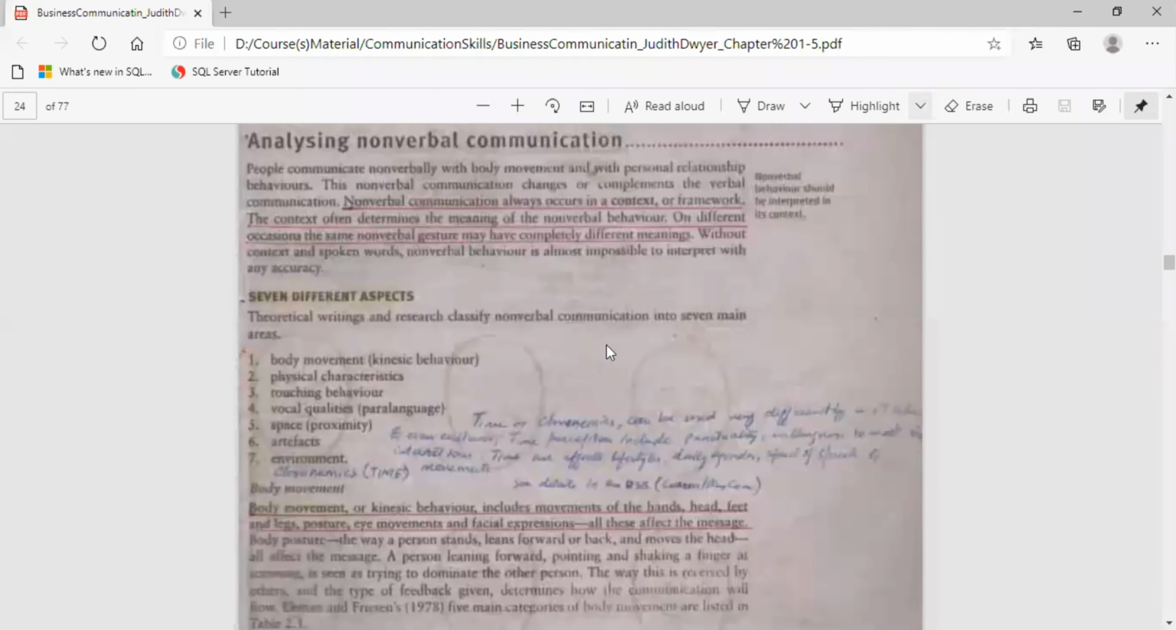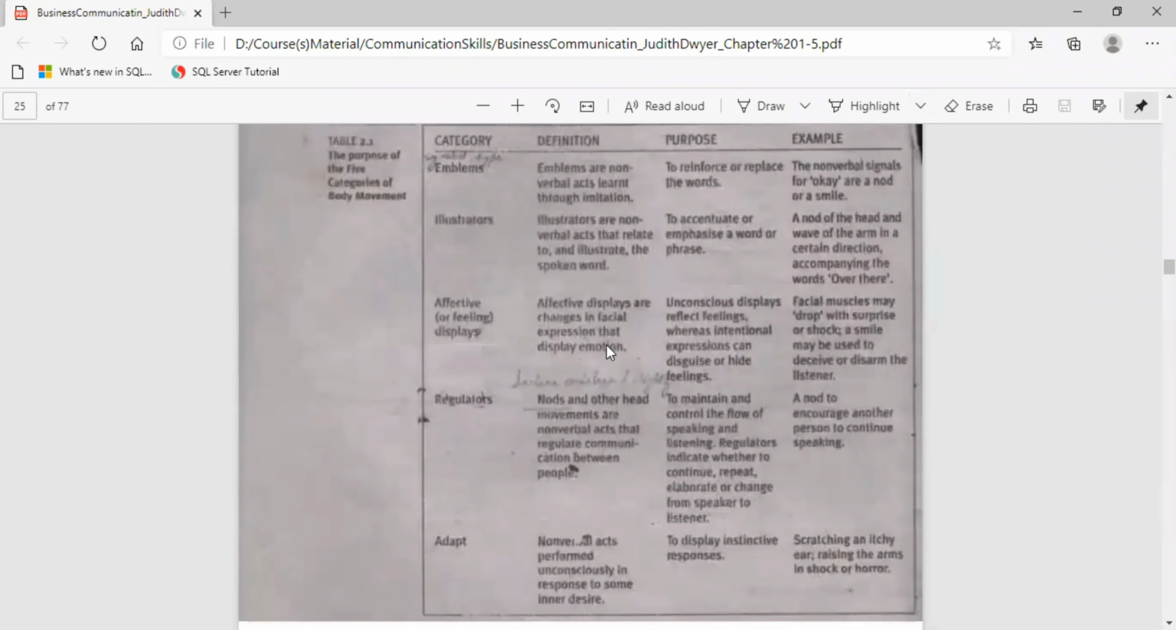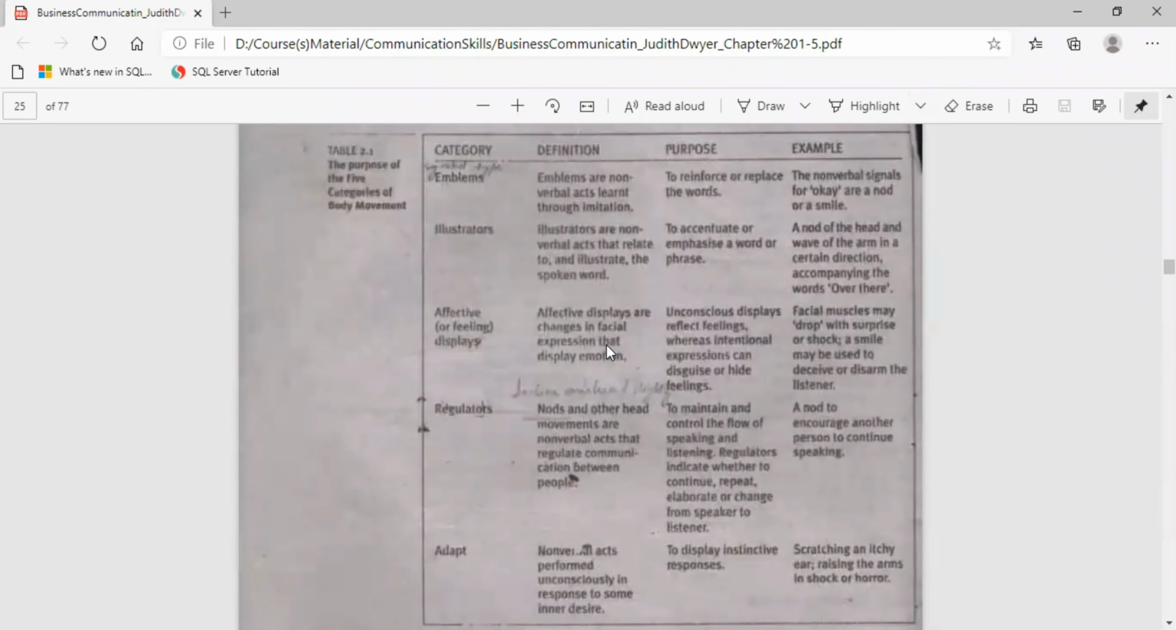So let's move towards the five categories of the body movements that are written over here: the definition, the purpose, and the example. And there are different categories. Number one is emblems. Number two is illustrators. Number three is affect or feeling displays. Number four is regulators. And number five is adaptors.